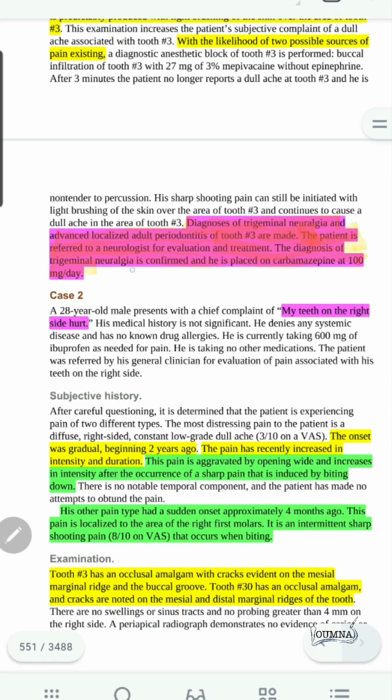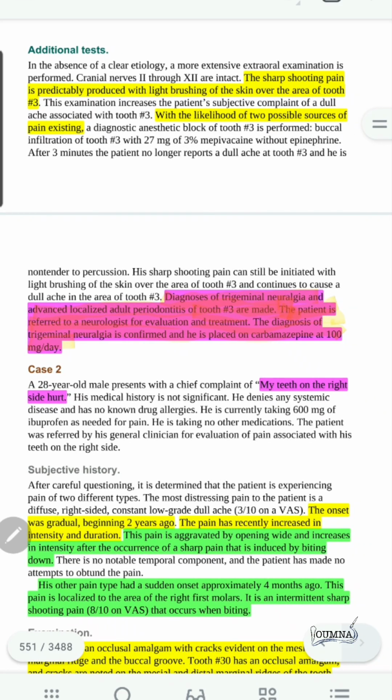Diagnosis of the trigeminal neuralgia is confirmed by the neurologist, and he is placed on carbamazepine at 100. So the ongoing pain that is gradually increasing, the pain that is spontaneous, that fires sharply with normal gestures like smiling, or by small pressing, is associated with the skin area, not inside the tooth.